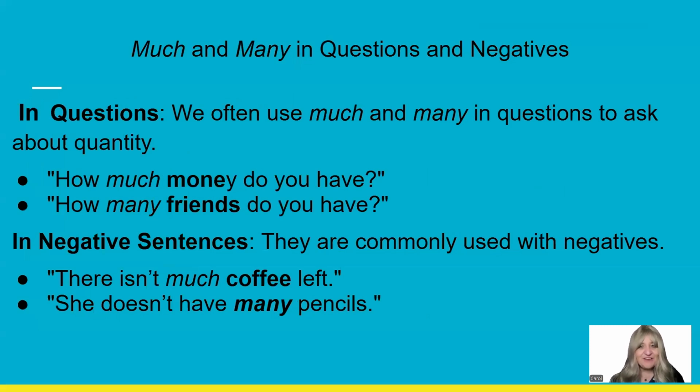How do we use much and many in questions and negatives? So in questions, we often use much and many to ask about quantity. So for example, we might ask, how much money do you have? Or we might ask, how many friends do you have? And in negative sentences, they are commonly used with negatives. So we can say, for example, there isn't much coffee left, or she doesn't have many pencils.